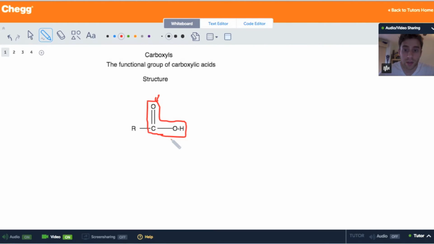Now these functional groups act as acids because they have an acidic proton here. Now this R group here is just any other part of the molecule, an alkyl group for example, anything.